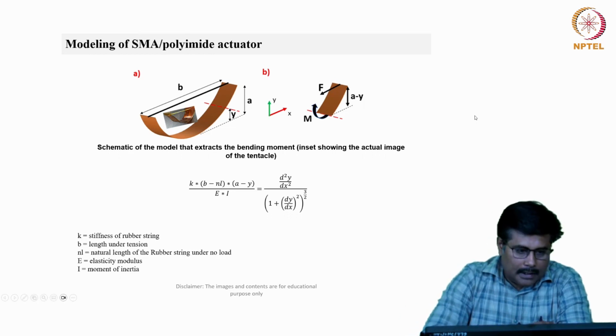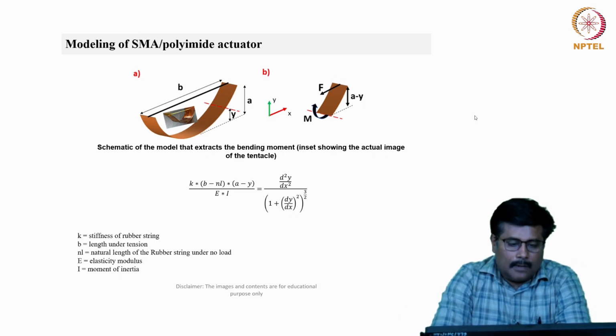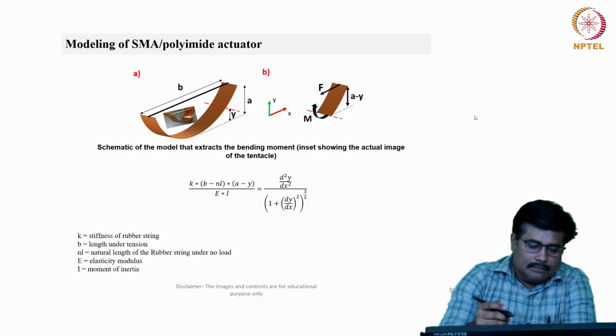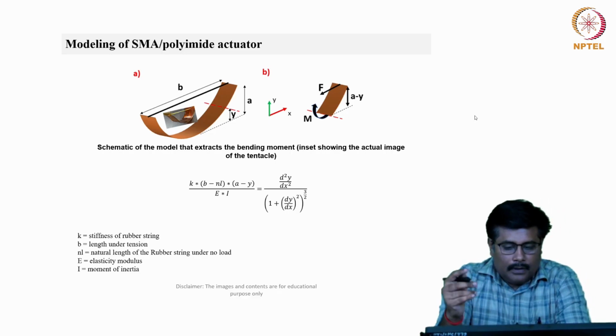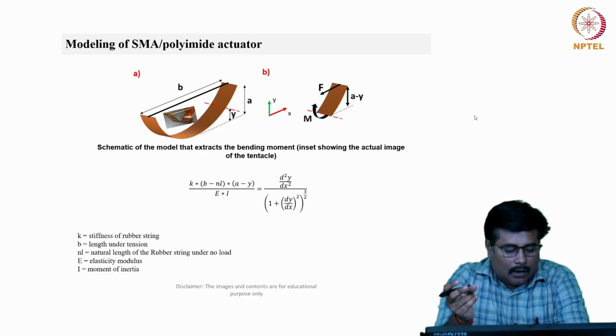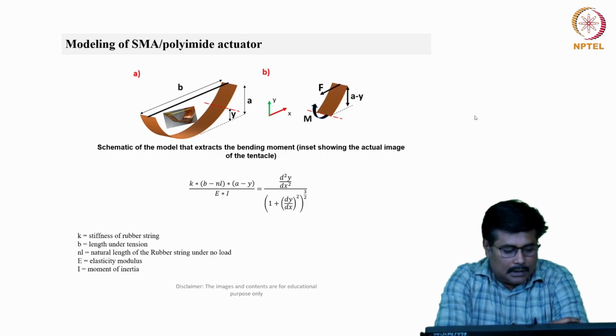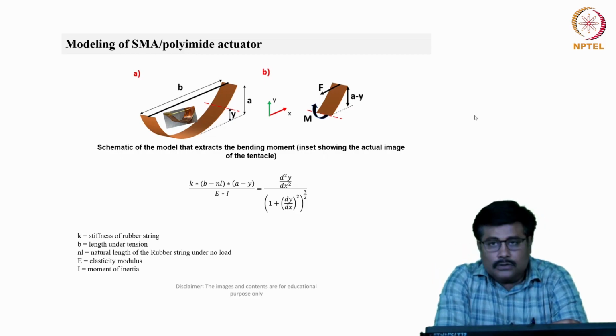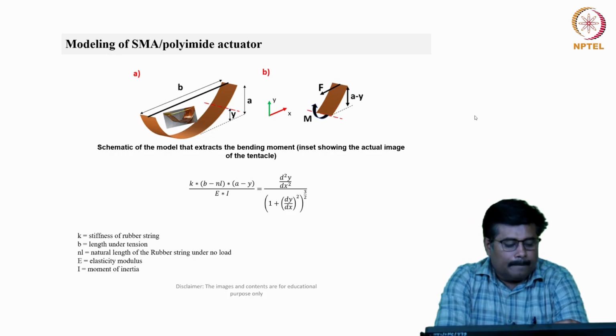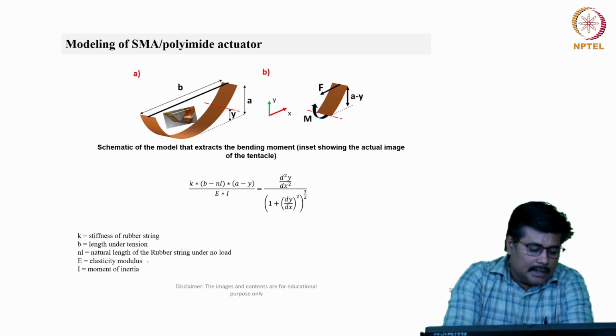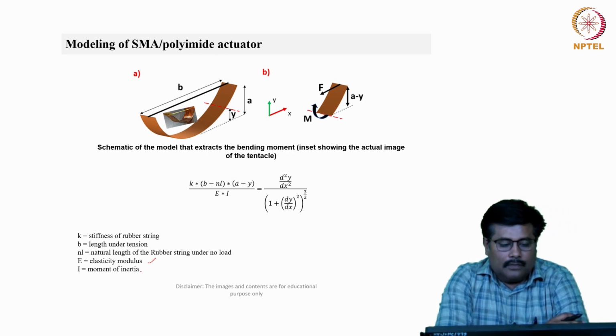So as I had mentioned earlier, when we try to model this structure, let us consider this as an axis where A and B, B talks about the length in the tension, and A talks about the overall elongation in the structure. K corresponds to the stiffness of the rubber spring, B corresponds to the length of the tension, NL is the natural length of the rubber string under no load condition, E is the elastic modulus, I is the moment of inertia.